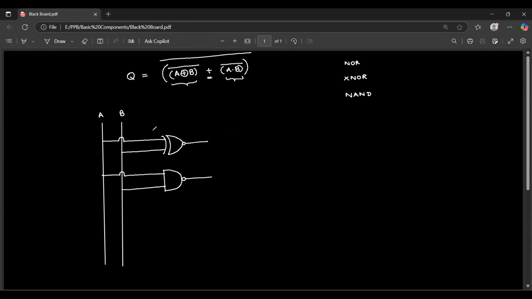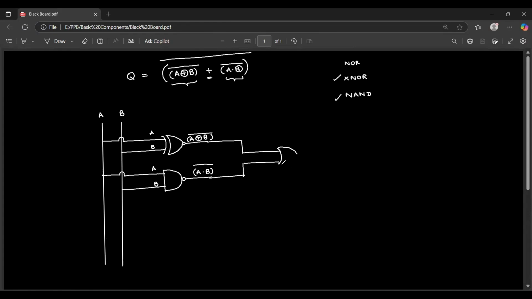Perfect. So here we have A, here we have B. The output will be (A XOR B) whole thing bar. And here we have A, here we have B, so the output will be (A dot B) whole thing bar. What do we need next? Well, we need a NOR gate. This one is done, this one is done. So let's send them through a NOR gate.